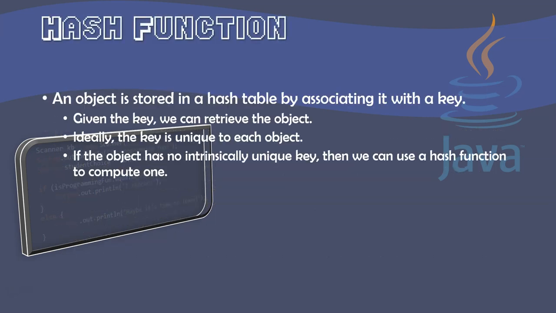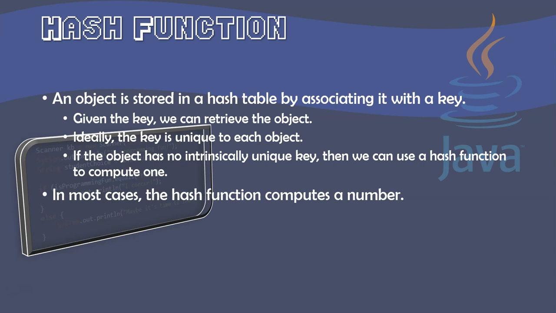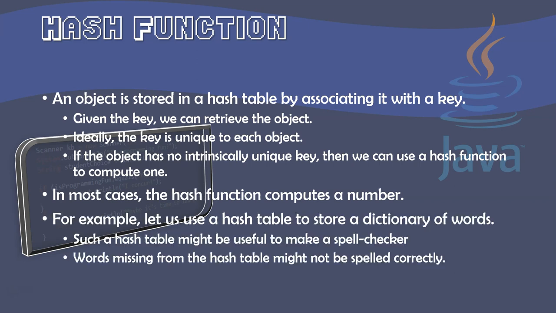When we look at the hash function, an object is stored in a hash table by first associating it with a key. Once we're given the key, we can then retrieve the object, and ideally that key is unique to each object. If the object has no intrinsically unique key, then we can use a hash function to compute one. In most cases, the hash function is going to compute a number. For example, let's say a hash table is being used to store a dictionary of words. Such a hash table might be useful for things like making a spell checker. Words missing from the hash table might not be spelled correctly.